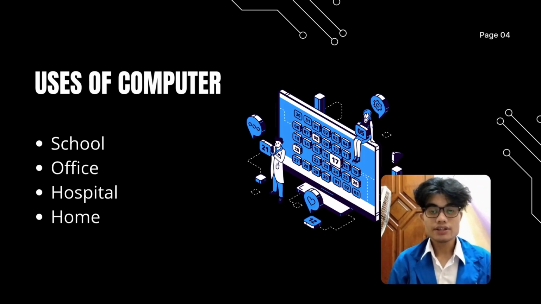Next, use of a computer. They have school, office, hospital, and home. Computers are used in many places, such as school for learning, office for work, hospital for patient data, and homes for entertainment.